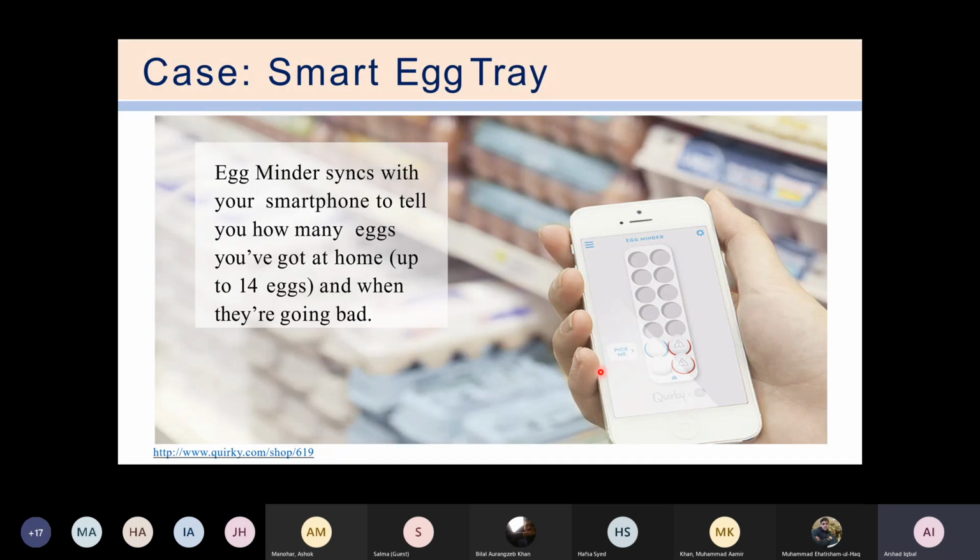Another example is a smart egg tray. It is called Egg Minder, which syncs with your smartphone to tell you how many eggs you have at home. It can calculate up to 14 eggs and when they are going bad. So that's a kind of handy application.